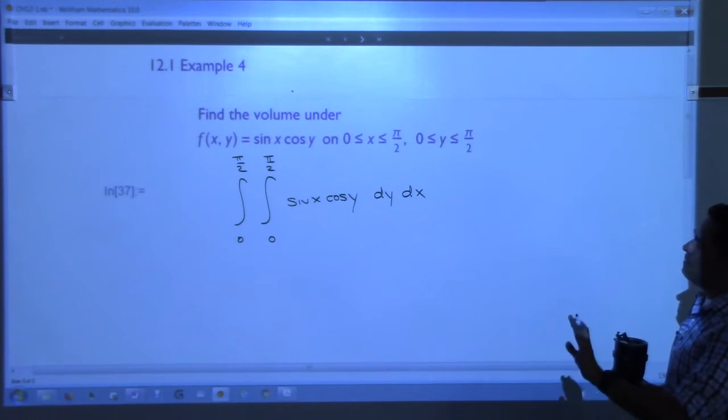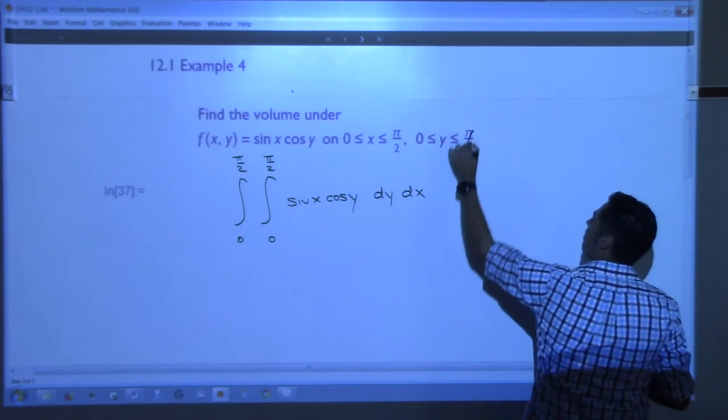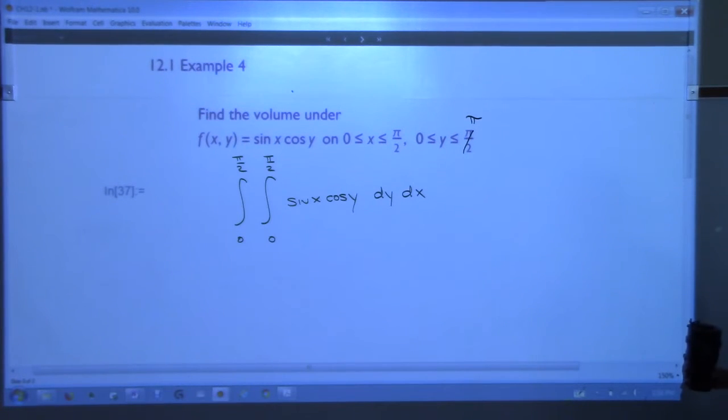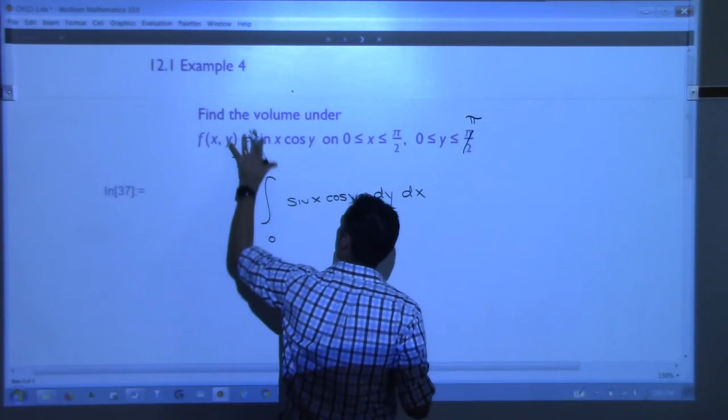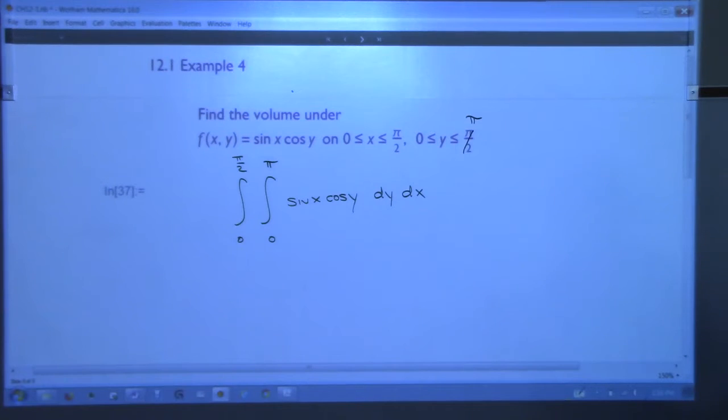You know what? Let's do something, because I think it'll be more clear if I do this. Let's change this to pi. Can we do that? Just change that to pi. And that way we can really distinguish between the two. So this one goes now from 0 to pi here, right? The inner one, because it's with y.